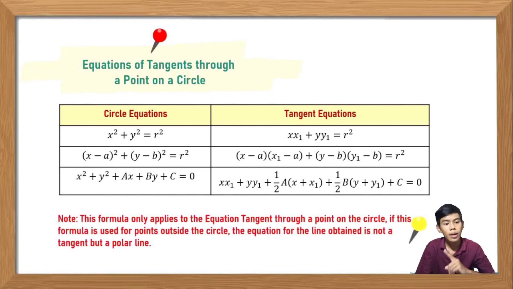We know this formula only applies to the equation of a tangent through a point on a circle. If this formula is used for a point outside the circle, the equation for the line obtained is not a tangent but a polar line.